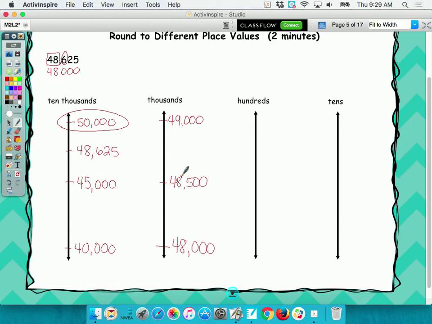Okay, so I'm rounding 48,600. Up. Above. So to the nearest 1,000, it rounds to 49,000. Yes, it does.